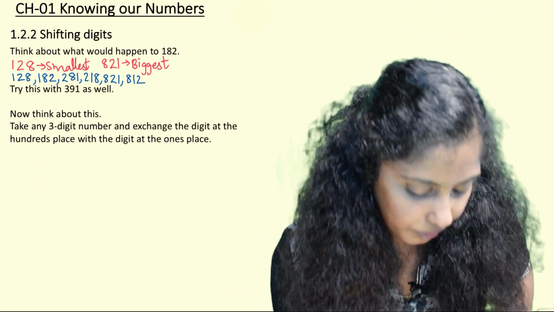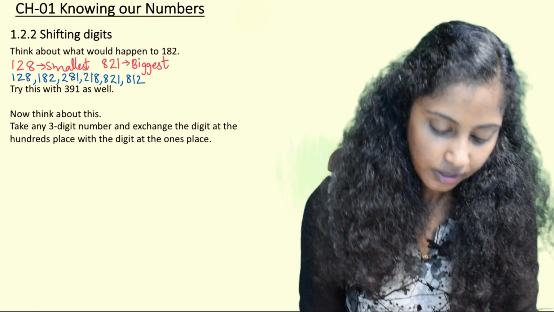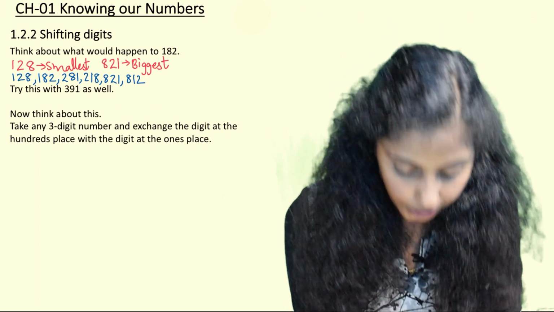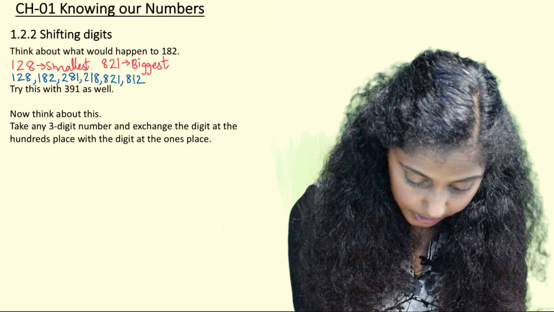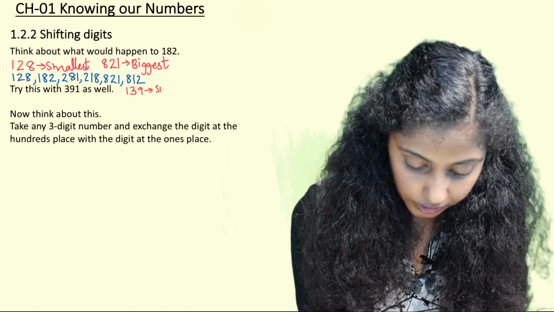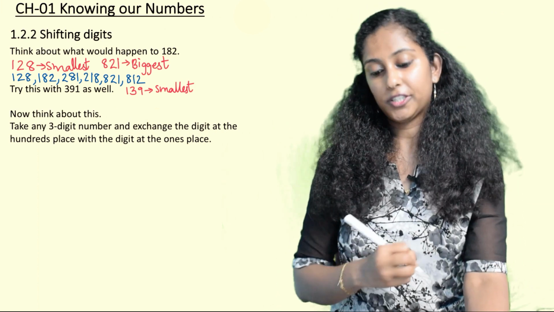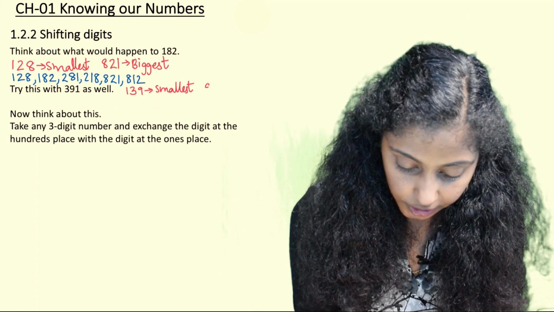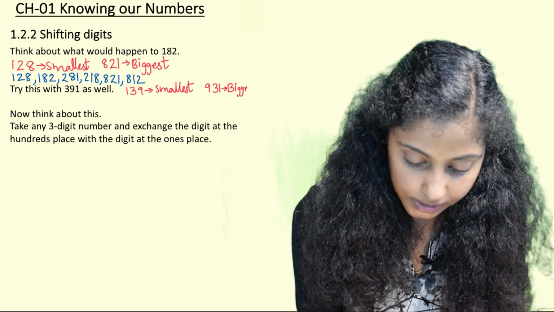Now let us try the same thing with 391. If I have to make the smallest number, I'll arrange in the ascending order, that is smallest to biggest. Smallest is 1, then bigger one is 3, then the biggest is 9. So 139 is the smallest number that can be formed out of the digits 9, 3 and 1. Then if I have to form the biggest one, I have to arrange it in the descending order. 931 will be the biggest number.